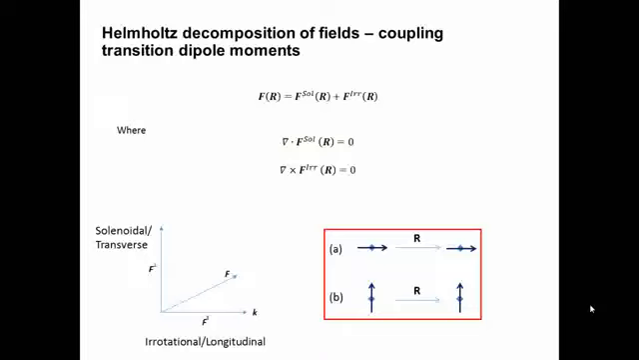Due to the contributions of photon fields with longitudinal character in the near zone, coupling of type A can occur. In the far zone, the exclusively transverse electric fields only couple transition dipole moments whose orientation is shown in B. This explains the different coupling landscapes as described in the previous slide.